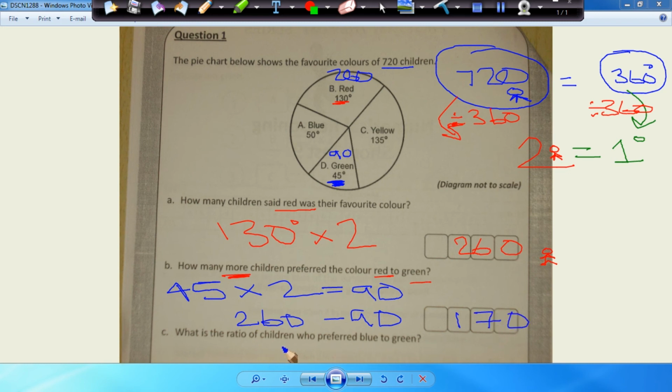Question part C. What is the ratio of the children who preferred blue to green? Now blue is going to be how many degrees? 50. So 50, we multiply that by 2. So that gives us 100 children for blue. And we've got to compare a ratio of blue to green. Green was 90. So blue is 100. So the ratio of blue to green is 100 to 90.